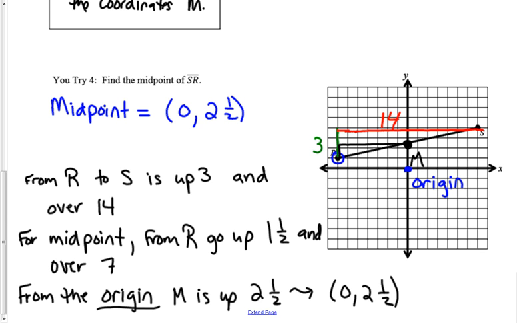Okay, so the answer to your try 4 was the point 0, 2.5. If you got this correct, please just continue with the video. If you did not have this correct, please press pause so that you may go through the steps that are written down and figure out how you can actually get that problem correct.